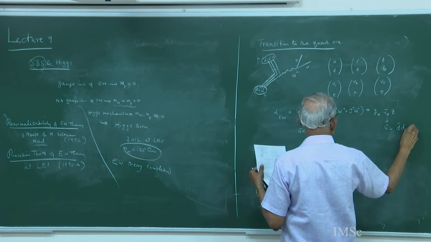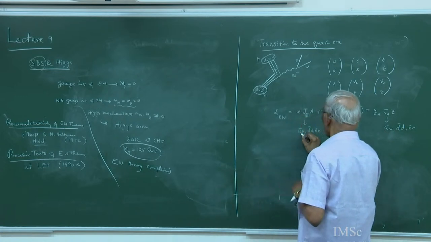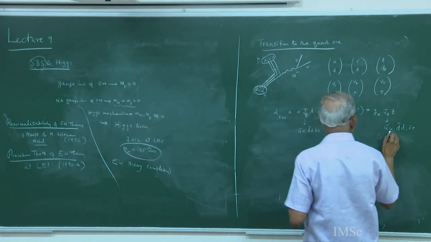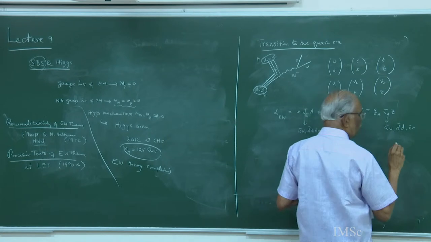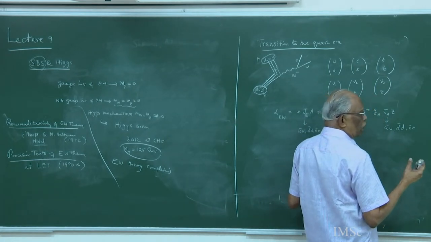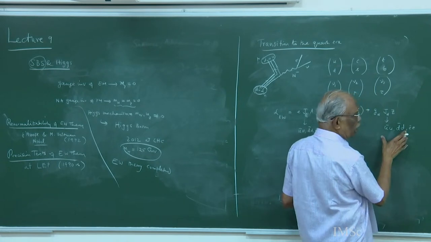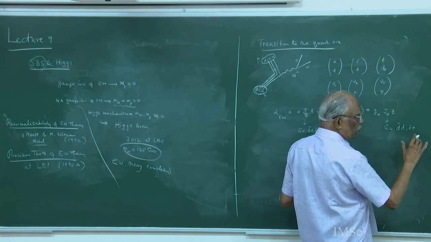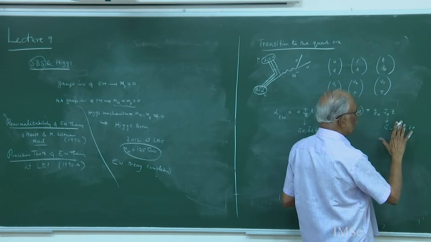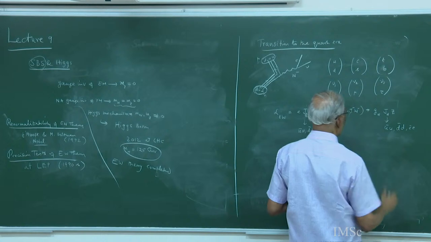You can precisely write. Here I have to put a gamma mu in between, and here some combination of gamma mu into some constant A plus some constant times gamma phi, because it has both B and A, but specified by sin theta W. That coefficient A and B can be written in terms of sin theta W. All that is known. Just I am not writing it.